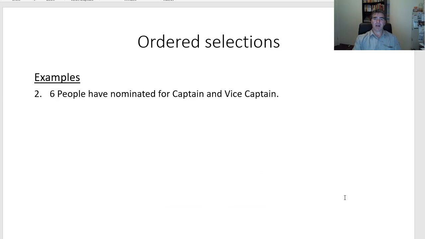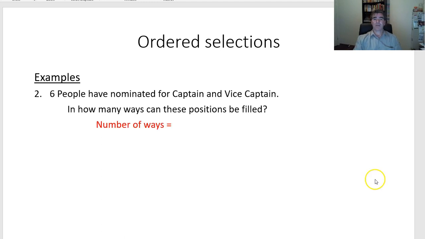6 people have nominated for captain and vice captain. So yes, the order, captain first, then vice captain, is different from vice captain then captain. Okay, so the order that they draw out is important. So in how many ways can these positions be filled? Well, let's work that out.